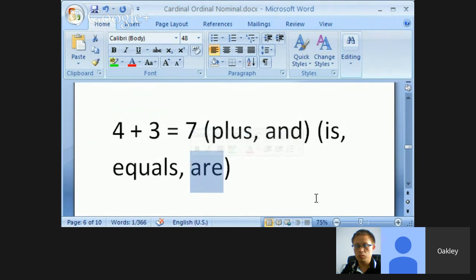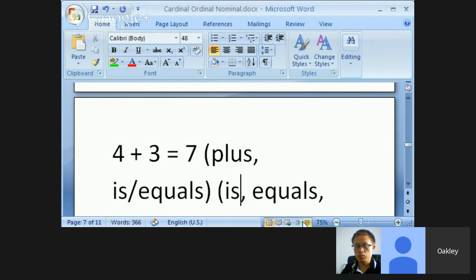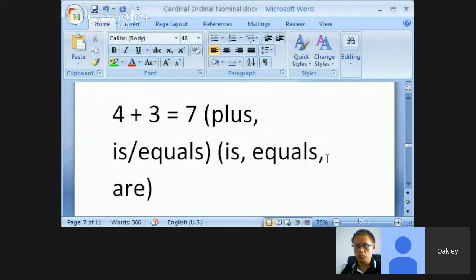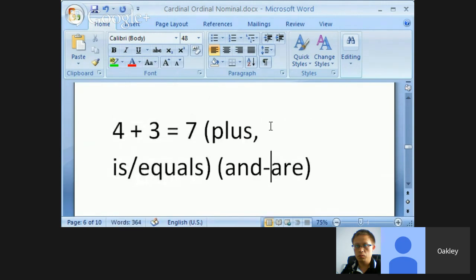Okay, so let me write this. We use plus with is or equals. Okay, like that. We use and with are. 4 and 3 are 7. All right. Plus, equals, or is. There you go.